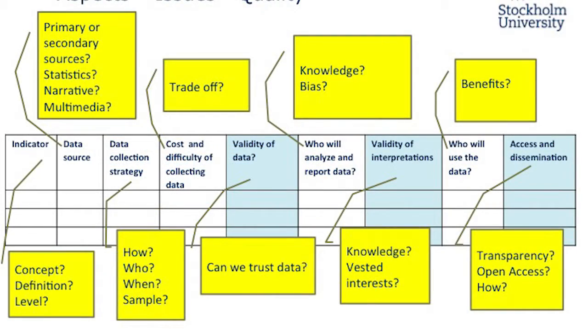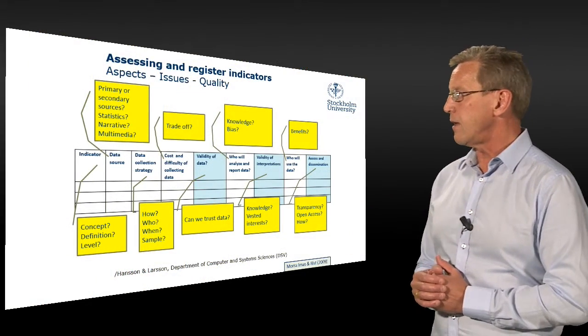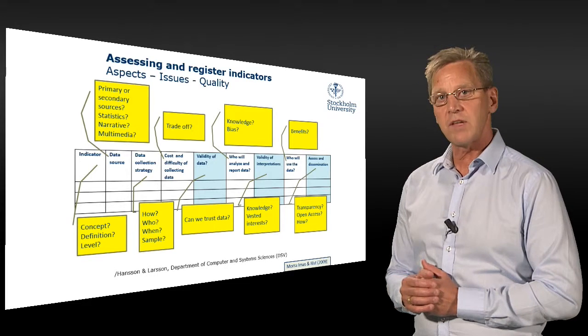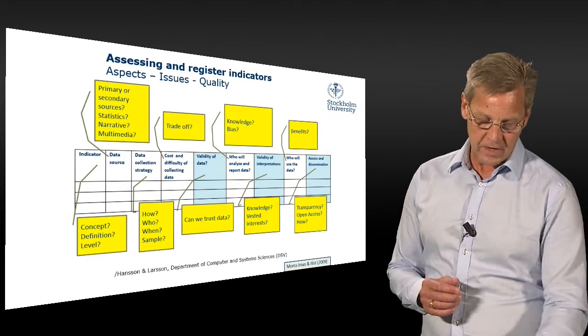And finally, access and dissemination. How transparent can we be in actually opening up access to the data that is being collected? Those are different in different countries, but these are key issues which are important to keep in mind when defining an indicator or a set of indicators, in this case for ICT and education.